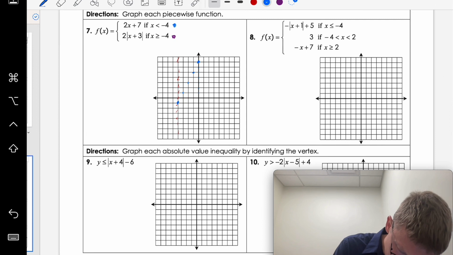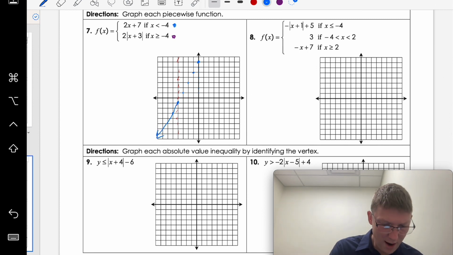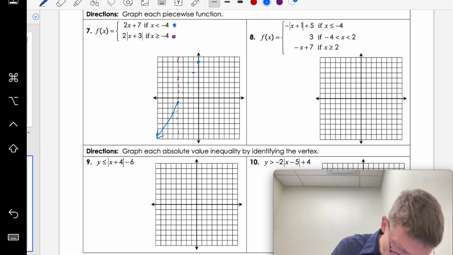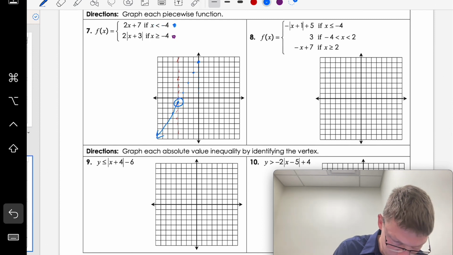So remember, these blue dotted lines are kind of just pretend. The graph doesn't really start until it hits that boundary point right there. And then it's going to be an open circle because of this sign right there.